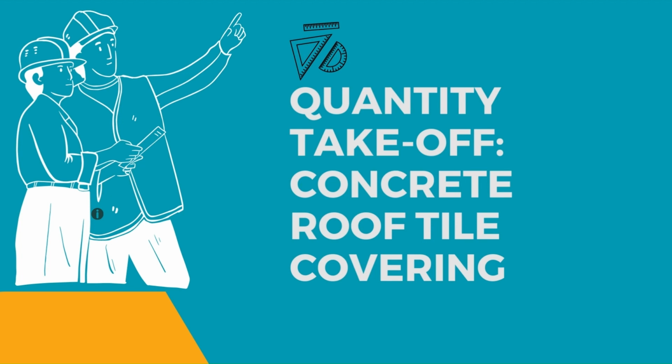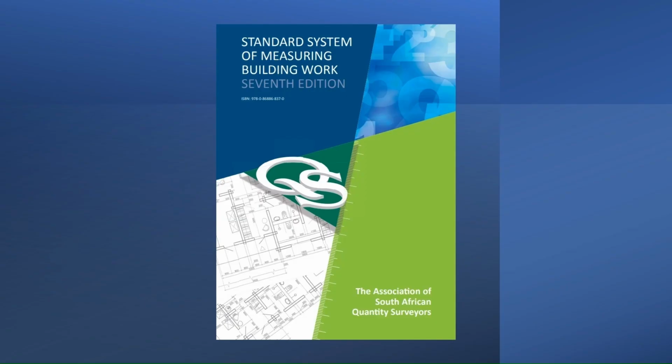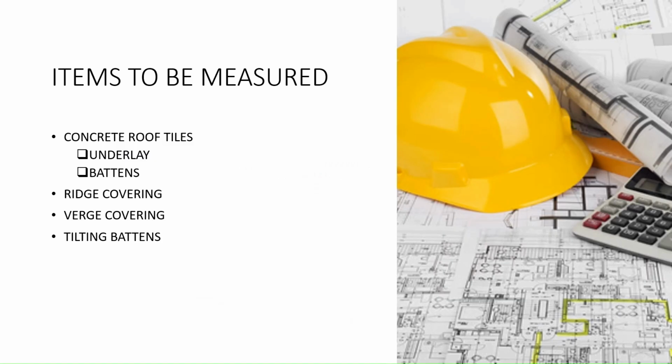So in today's video, as you would have seen from the title, we'll be delving into the process of taking off quantities for a concrete roof tile. Please note that I will be using the measuring principles laid out in the standard system of measuring building work. This is published by the Association of South African Quantity Surveyors, and that is what I will be using as a guide to completing this exercise. Now, the items that we are going to be measuring in this exercise include the concrete roof tiles, the ridge covering, the verge covering, and the tilting battens.